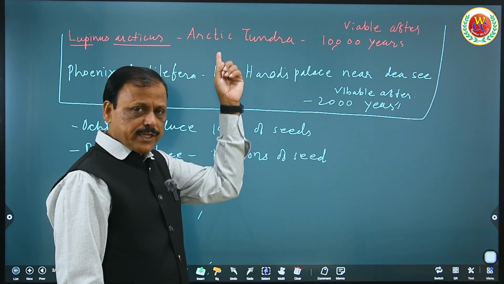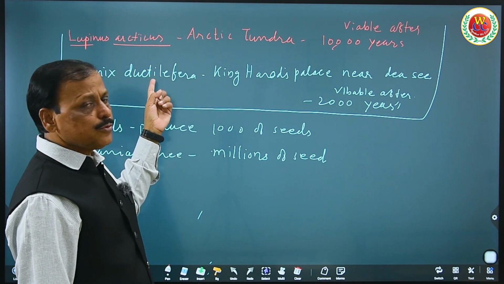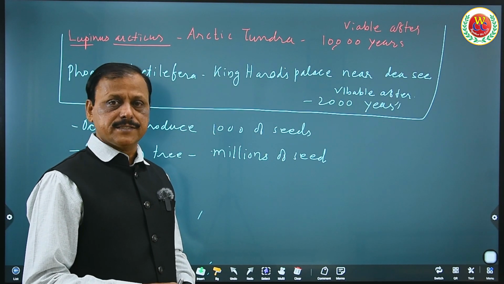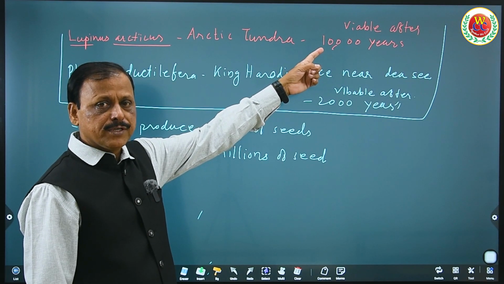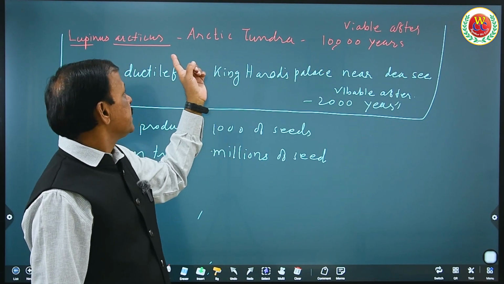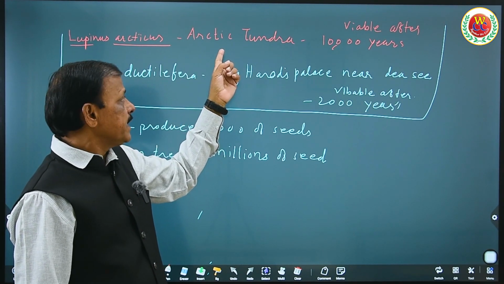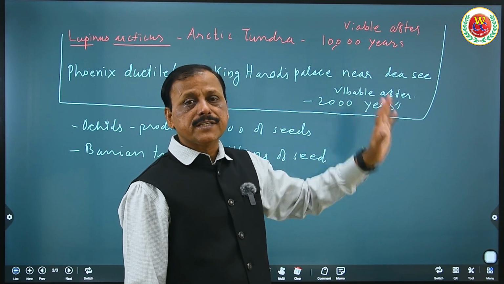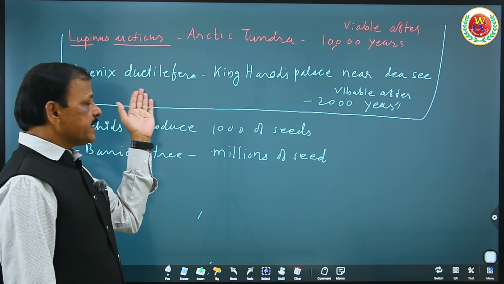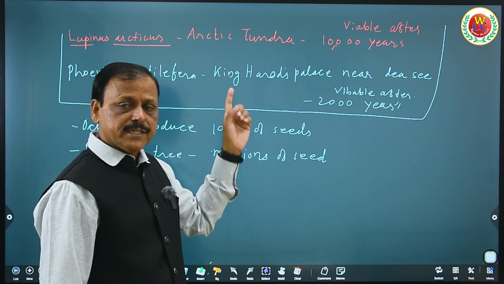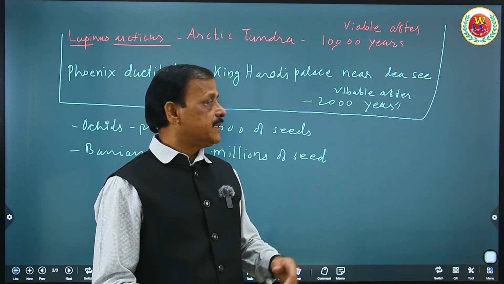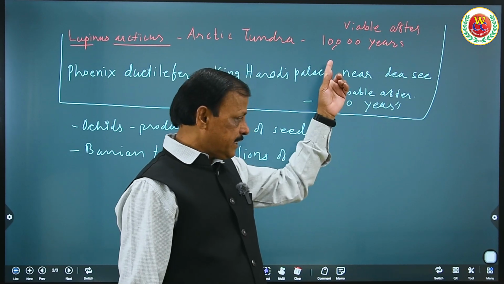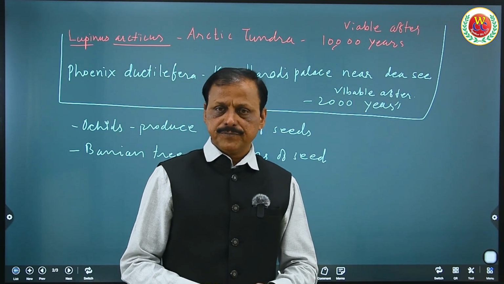But these two seeds belonging to these two plants were found viable even after 10,000 and 2,000 years respectively. That is great, that when they were sown and grown they were found viable, and therefore it is written that Lupinus arcticus is the plant whose seeds were found near the Arctic tundra, and when sown even after 10,000 years they got germinated. Whereas another example, Phoenix dactylifera, seeds found at King Herod's Palace near the Dead Sea were found viable when sown after 2000 years, they also grew into plants. These two things can be asked in NEET.